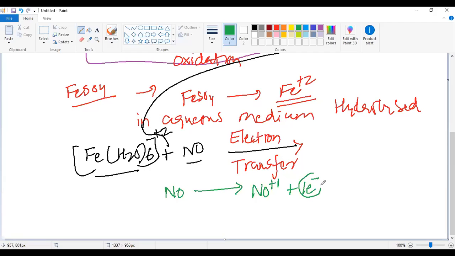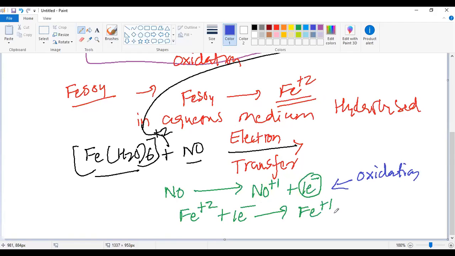This electron is transferred, and what happens? This Fe plus 2, by taking this one electron, turns out to be Fe plus 1. So please remember, my dear students, that this is the oxidation reaction. This is the reduction reaction.